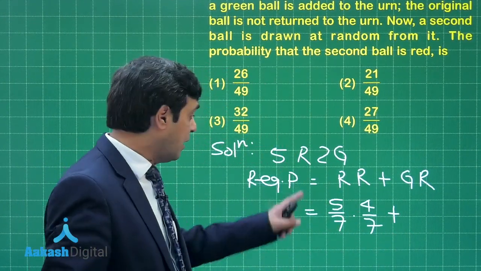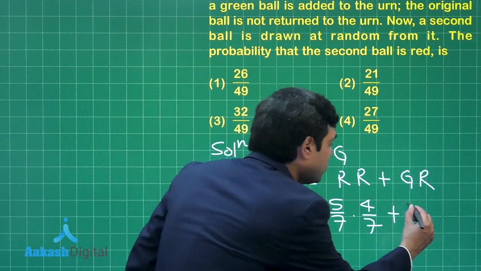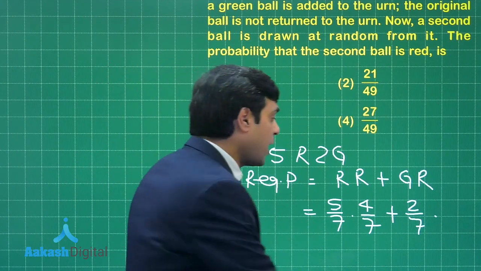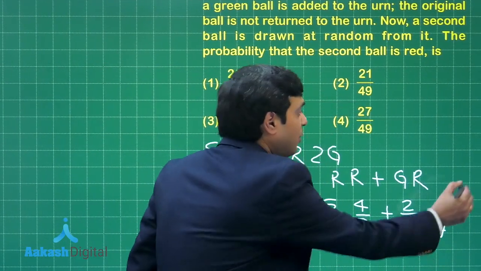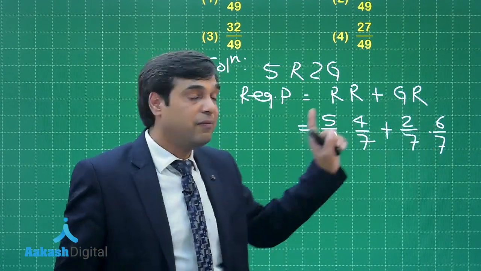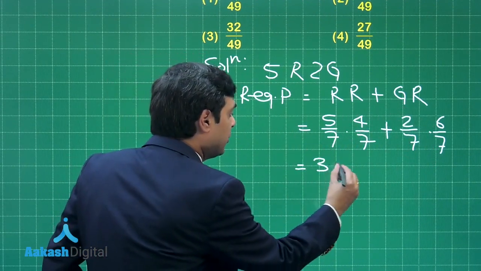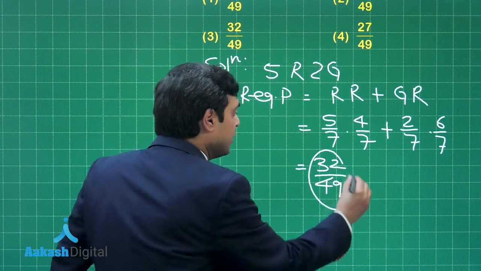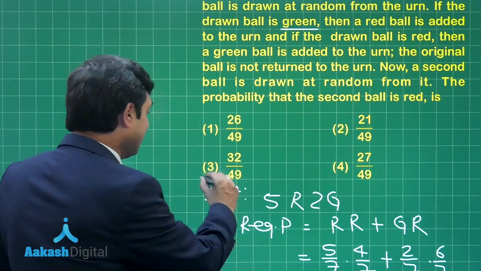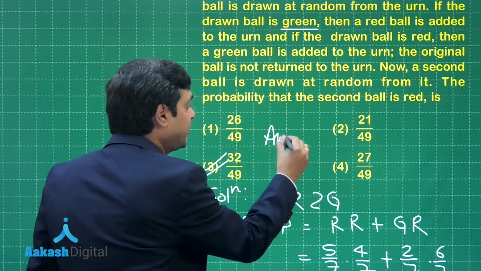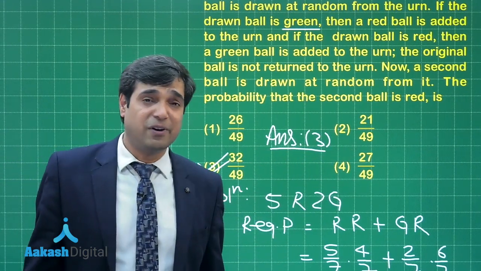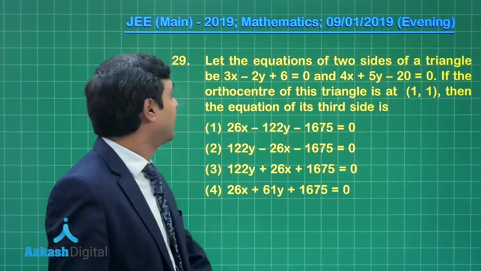Or first ball drawn is green, meaning 2/7. Then what you did, you added one red. So now the required probability is 6/7. So when you add the two results, you observe it is 20 plus 12, that is 32 divided by 49. So let's look at the given options. 32/49 is the required probability. Yes, it is available here as option number 3. I'm sure this question is clear how we solve it. Let's move on to the next one, that is question number 29.